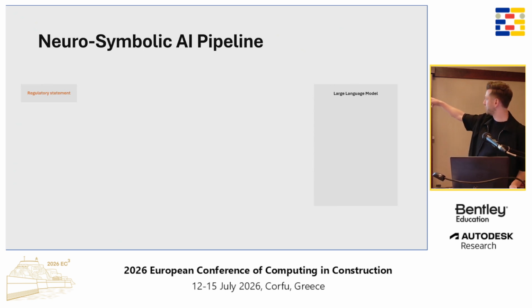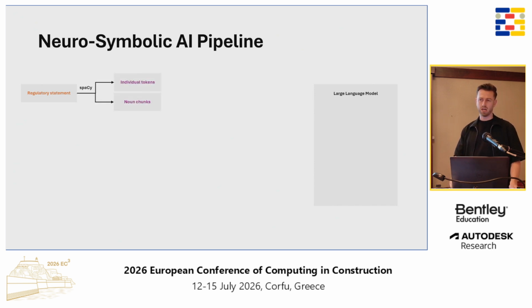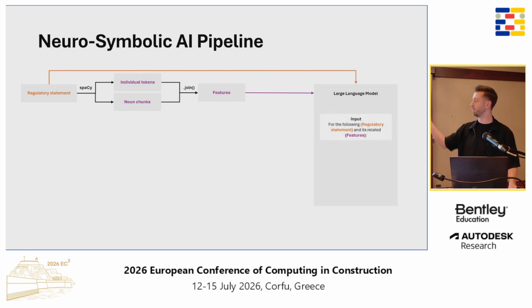So let's just start. We have a regulatory statement, which is a text-based thing. So for example, a fire compartment cannot exceed 2,500 square meters. On the other side, we have an LLM. And what we first try is relatively old school NLP stuff. So we extract the individual tokens from the sentence and we do noun chunking, which we then join as features and load into the LLM together with the original textual sentence.